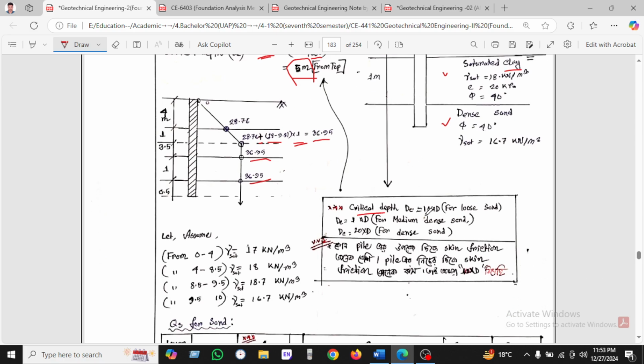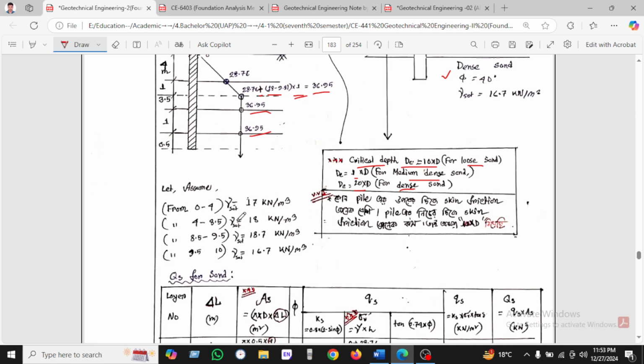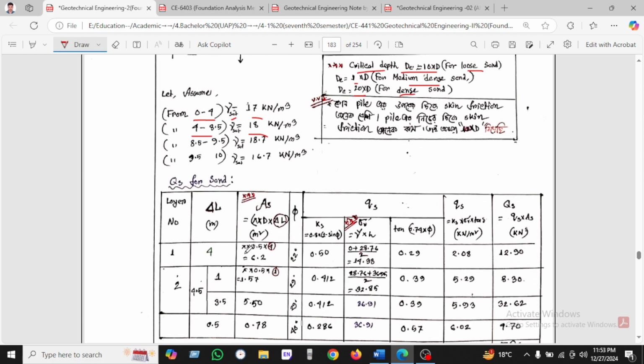On the critical depth, DC is 10d for loose sand, for medium sand equal to 1d to 15d, and for dense sand equal to 20d. Okay, so let's see the assumption. Let's assume from 0 to 5 saturated 17 and 7 to 8 is equal to 18, and we'll assume Z.